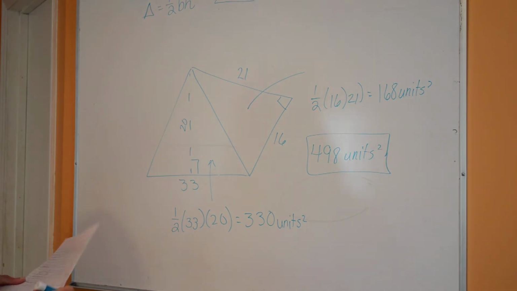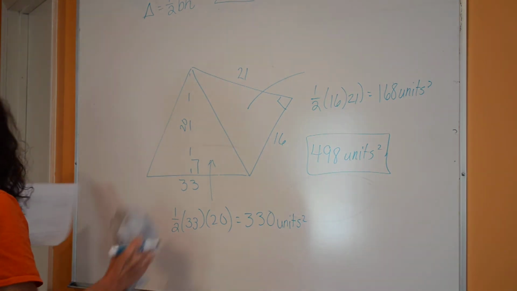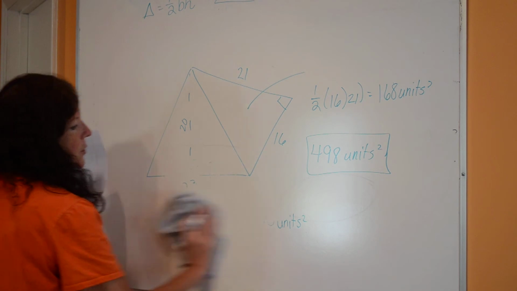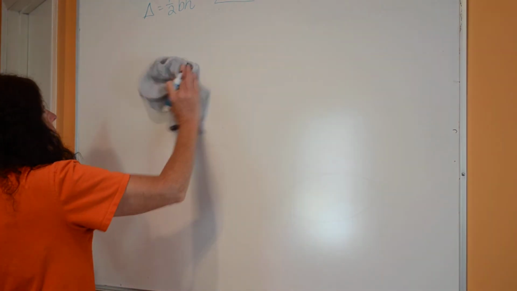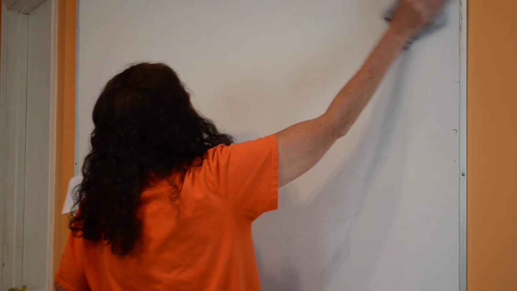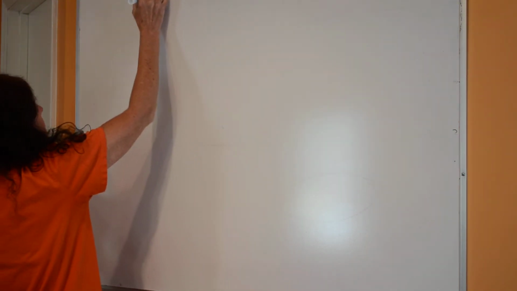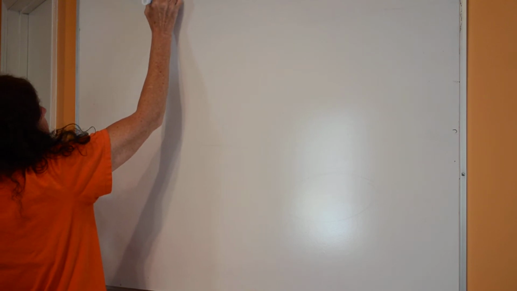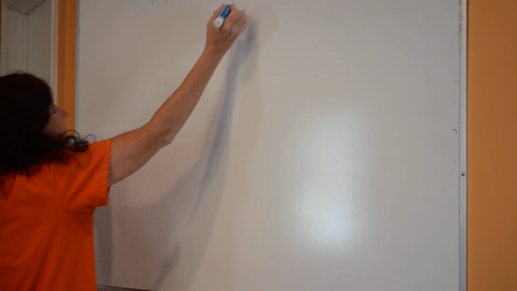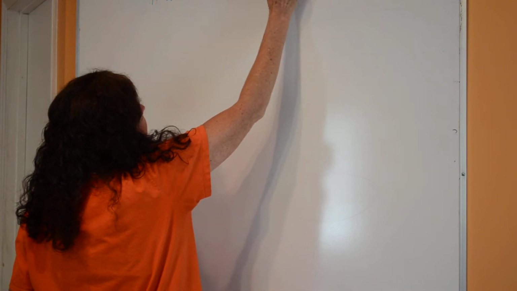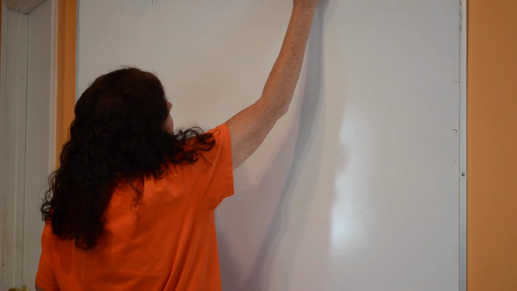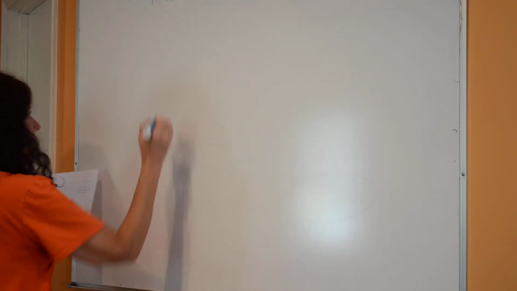All right, section 11.3 was the area of a regular polygon or circle. This is where it started getting a little harder because it threw in the apothem into the mix. And if you remember right, for any regular polygon, the area is 1/2 the perimeter times the apothem, and on a circle, the area is pi r squared.